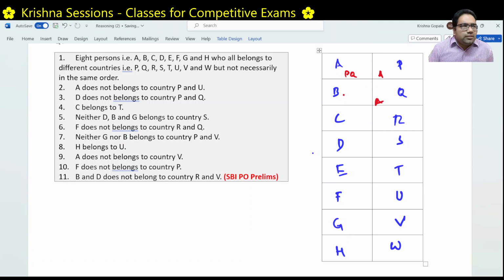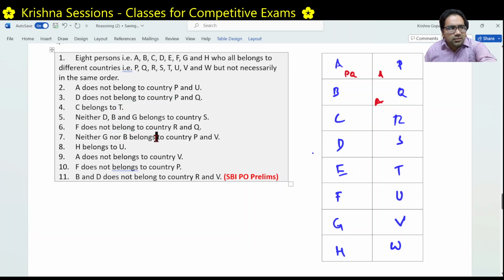Second condition. D does not belong to... A does not belong. There are actually a lot of grammar mistakes in the questions that I am picking. A does not belong. B does not belong. All these are "does not belong". This is the correct English. A belongs to country B. When there is "does not", it will become "belong". If there is no "does not", then it will become "belongs". I picked these up from various books. There are a lot of mistakes in these books.